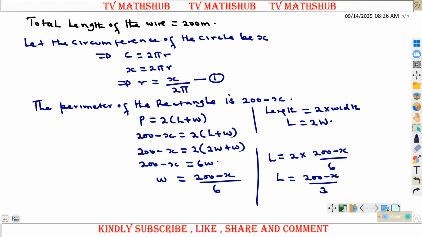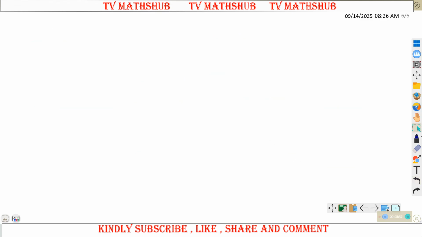So what will be the total area? The total area of the two figures formed will be the area of the circle, then adding the area of the rectangle.